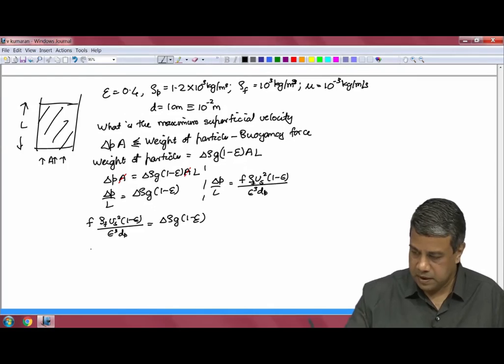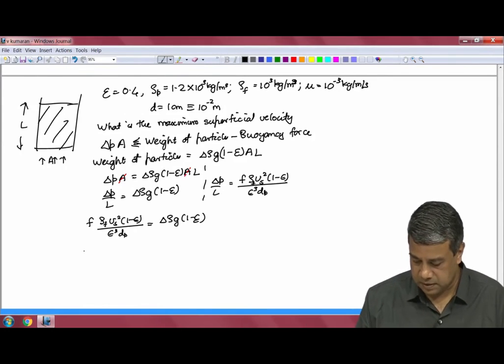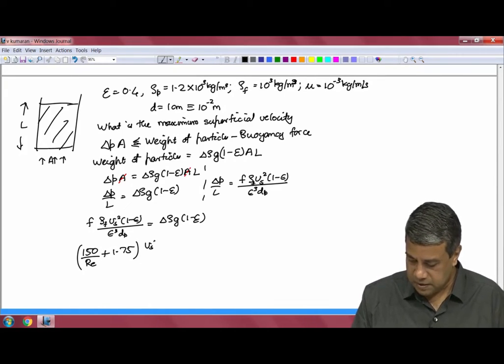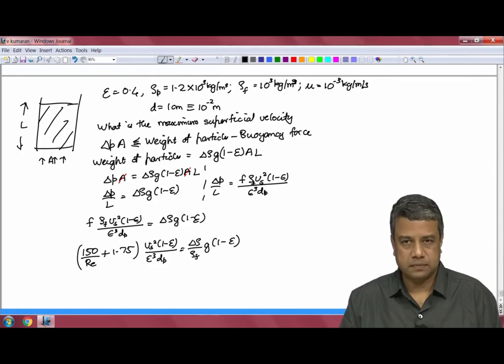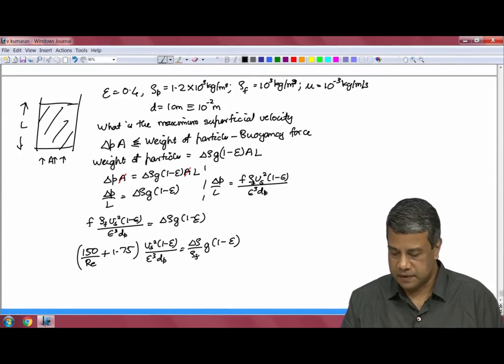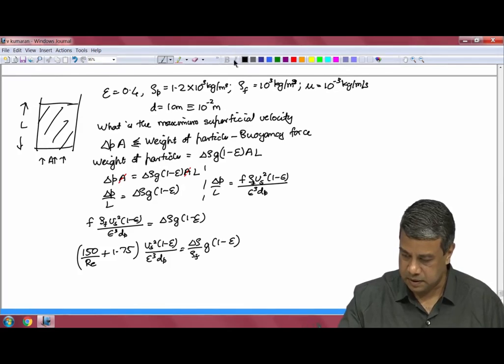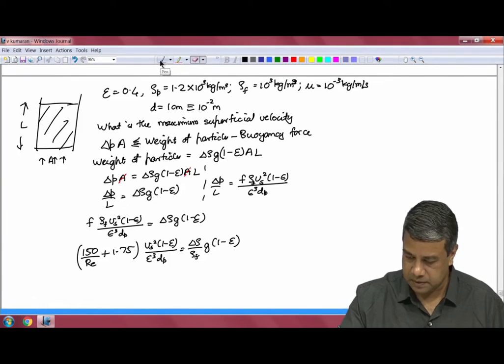And for the friction factor, I substitute the Ergun correlation. 150 by Re plus 1.75, into Vs square into (1 minus epsilon) by epsilon cubed dP is equal to, I will take the rho f to the right side, delta rho by rho f g into (1 minus epsilon). That is the relationship I get between the friction factor, substituting the Ergun correlation of the friction factor and the Reynolds number and the difference between the weight and the buoyancy force.